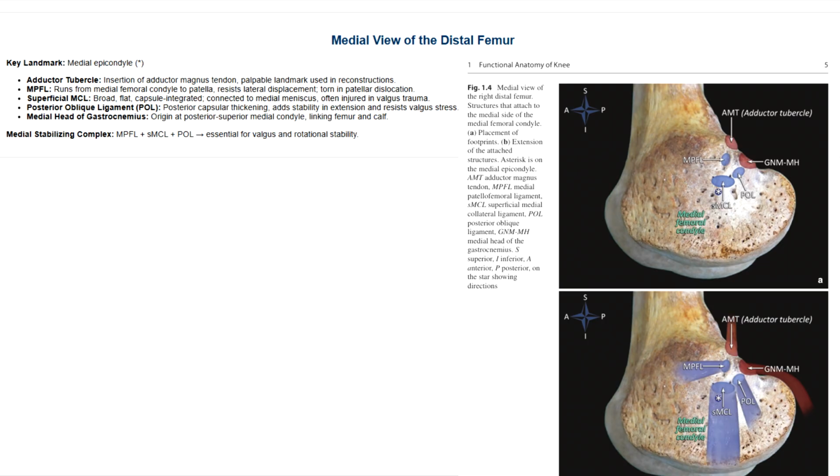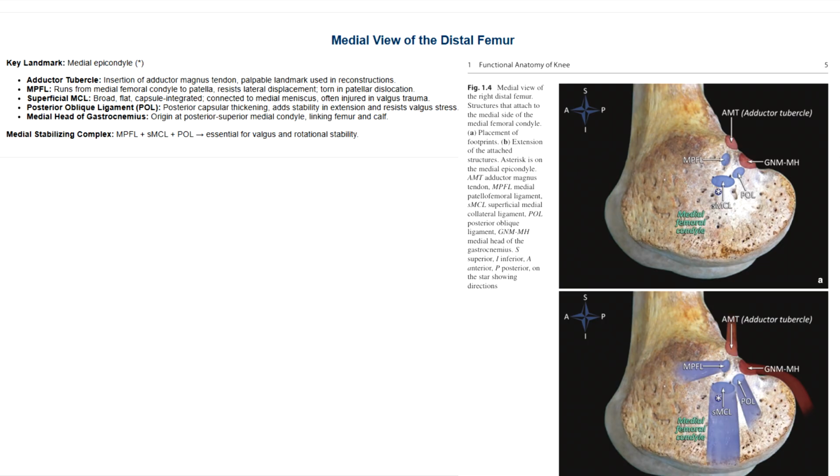This small but vital ligament runs from the medial femoral condyle to the medial border of the patella. Its job is to resist lateral displacement of the patella. In fact, when patients suffer from recurrent patellar dislocations, the MPFL is usually torn, and modern surgical treatments often focus on reconstructing this exact ligament.